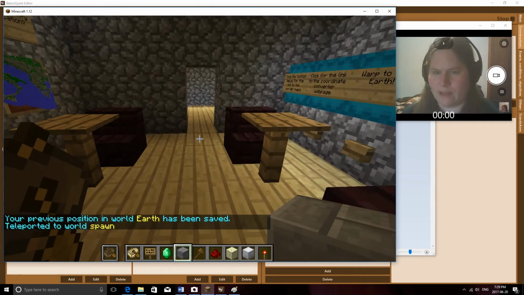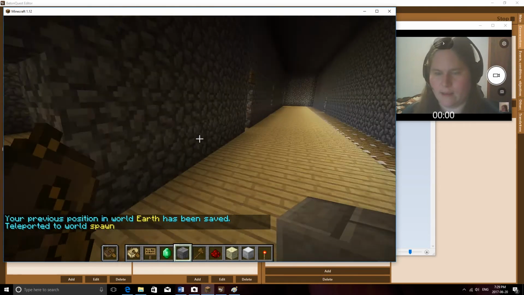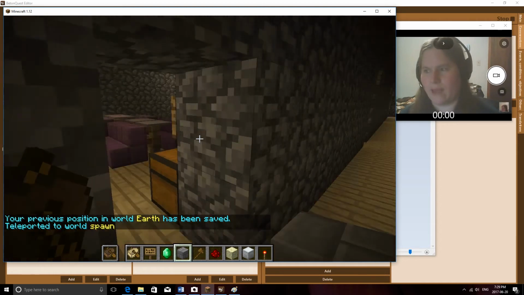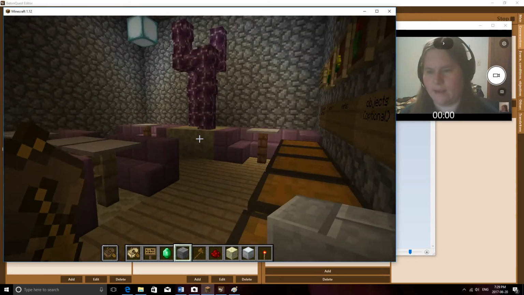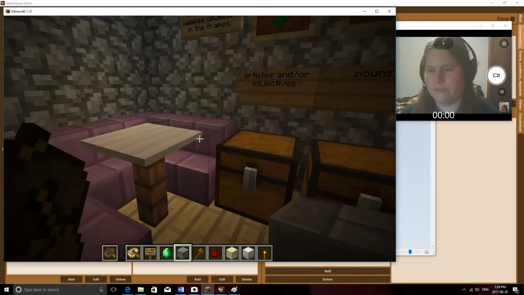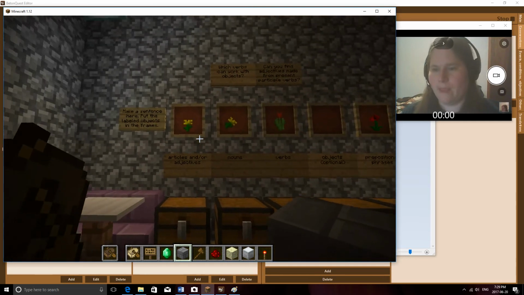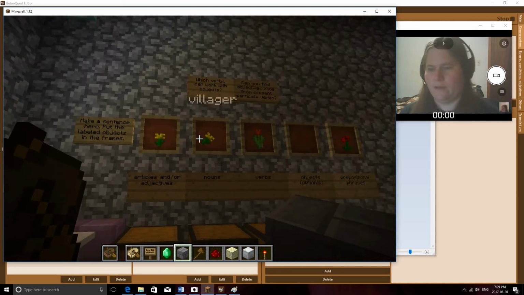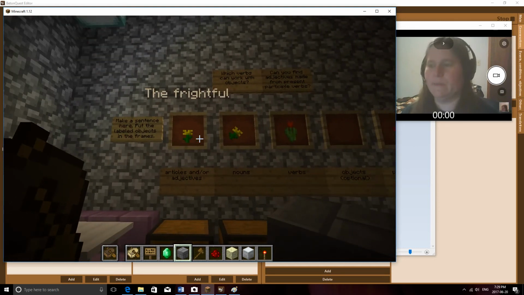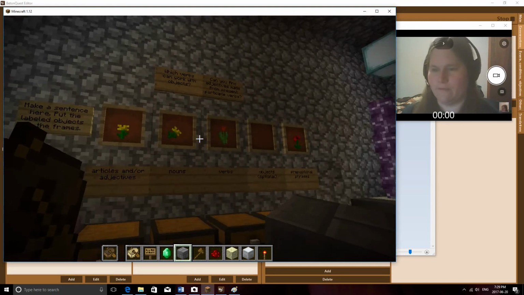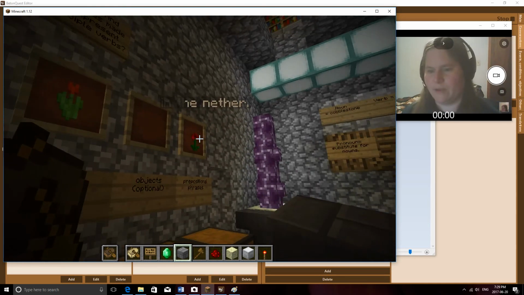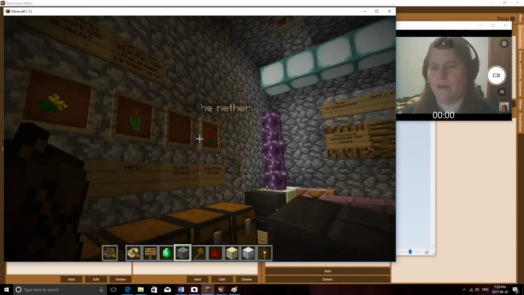What are some of the other classes? I have a grammar class. Again, here's the classroom I don't really use much, but I've got flowers labeled so you can assemble sentences here. The frightful villager dreamed. There's no object to this sentence, but there is a prepositional phrase, in the nether.